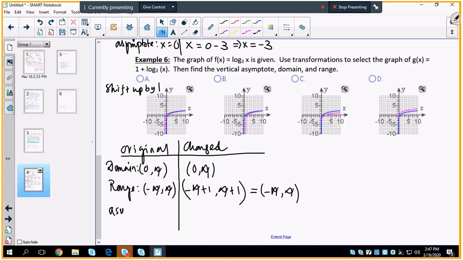The asymptote is vertical this time, so it is given by x equal to 0. I changed y, so I did not change x, so it remains x equal to 0. Now think about the graph. It is shifted up by 1 unit, so I'm going to pick the 4th graph, which is shifted up by 1 unit, and see the vertical asymptote remained at the y-axis, so x equal to 0. So the domain did not change, it's still 0 to infinity. The range is negative infinity to infinity.